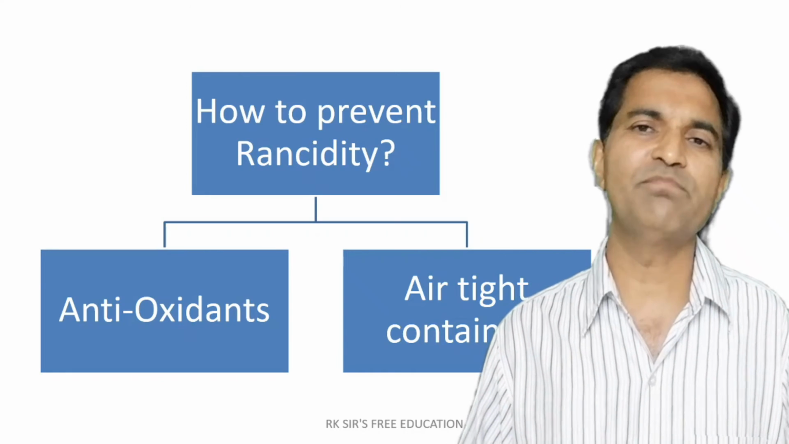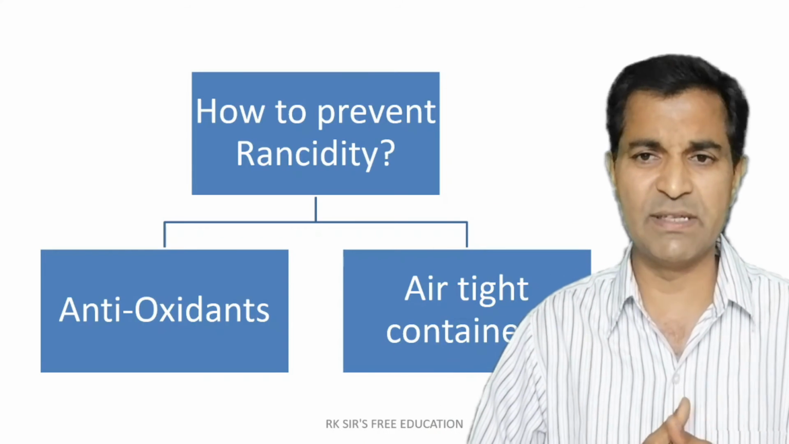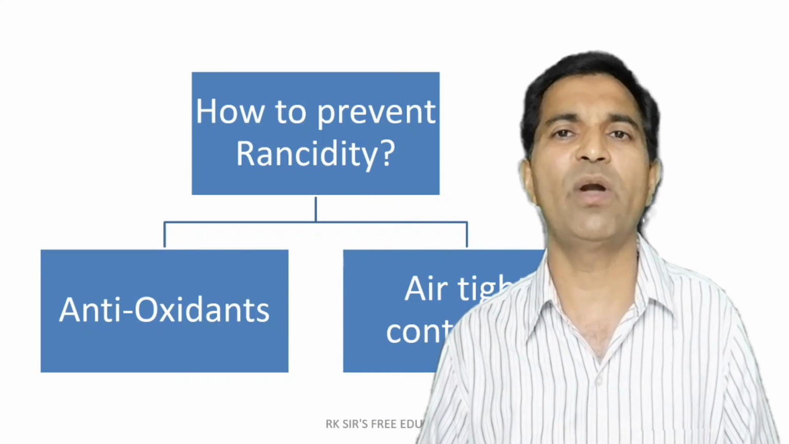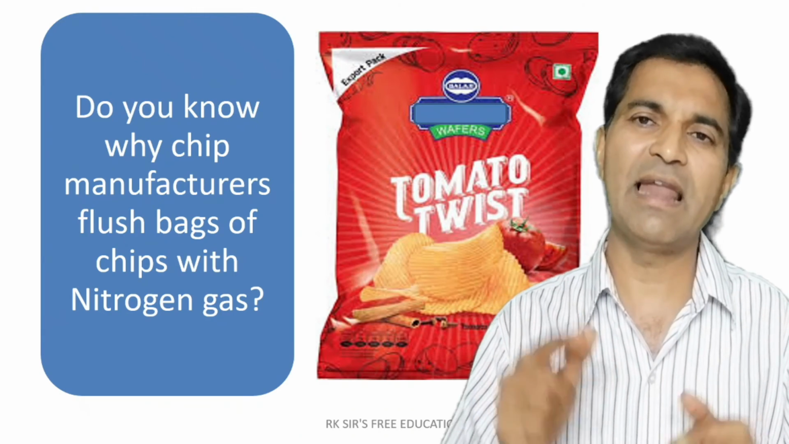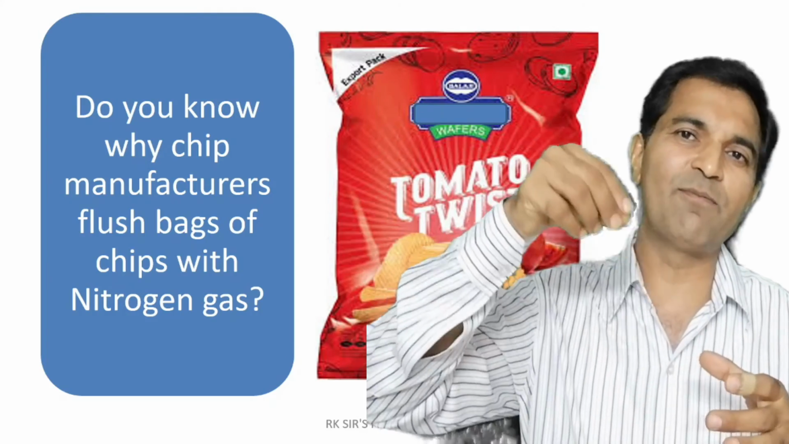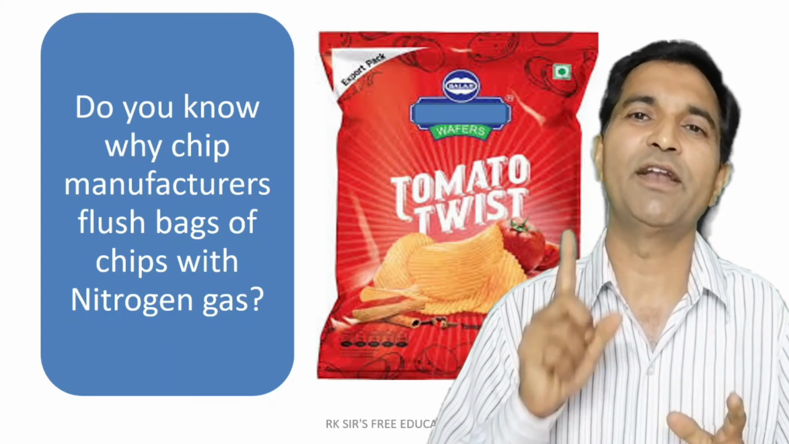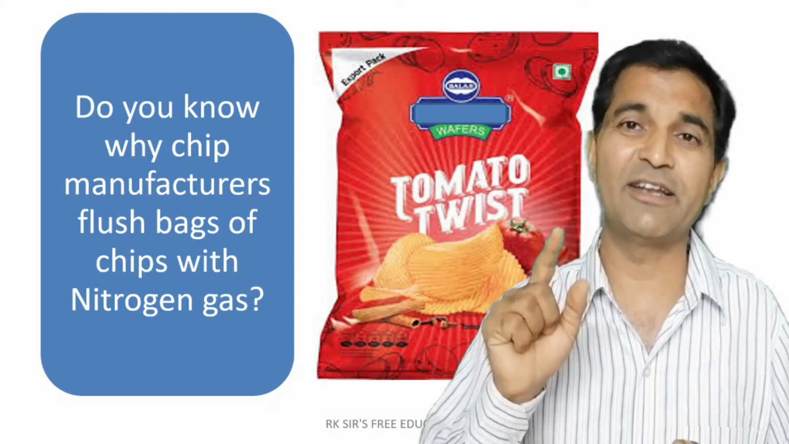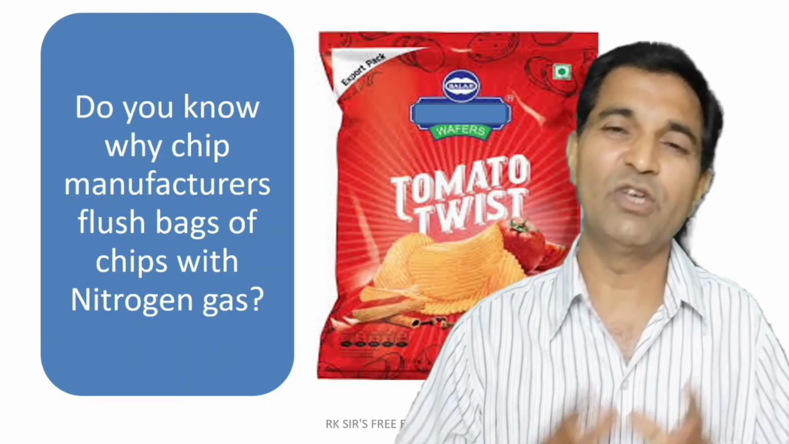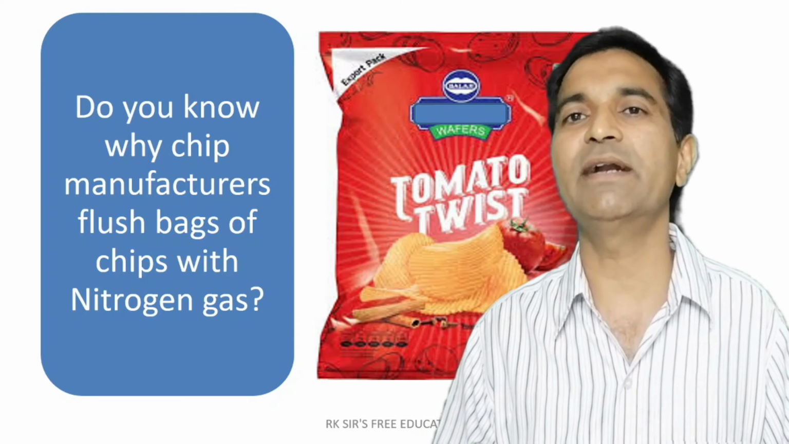How to prevent rancidity? By adding certain chemicals, for example antioxidants, which do not allow the oxygen to react with it, or keeping the food item in containers which are airtight, which do not allow air to come inside. And lastly, the potato wafers, which are generally supplied in fluffy bags having nitrogen inside. Why? So that nitrogen does not allow the oxygen to come inside and does not allow oxidation. Hence, these chips used to stay fresh for a longer time, and they do not get rancid.